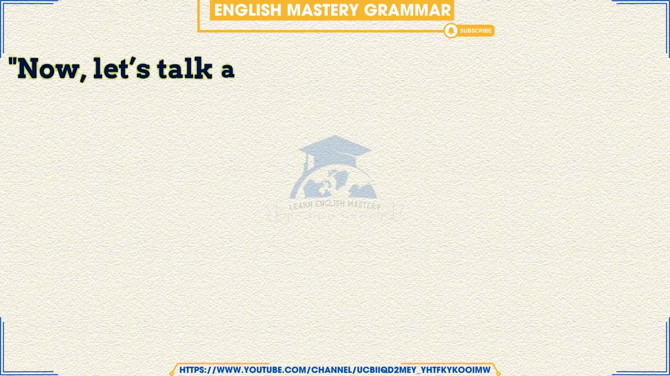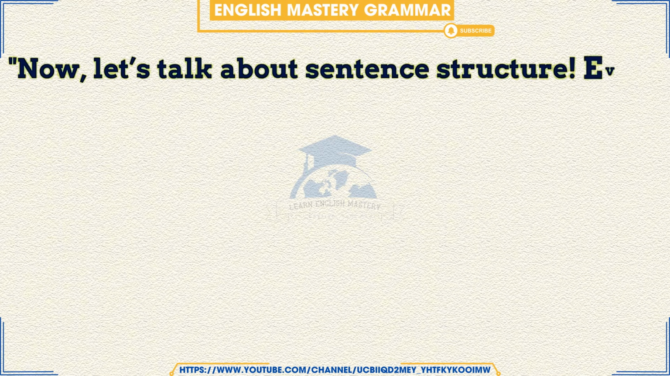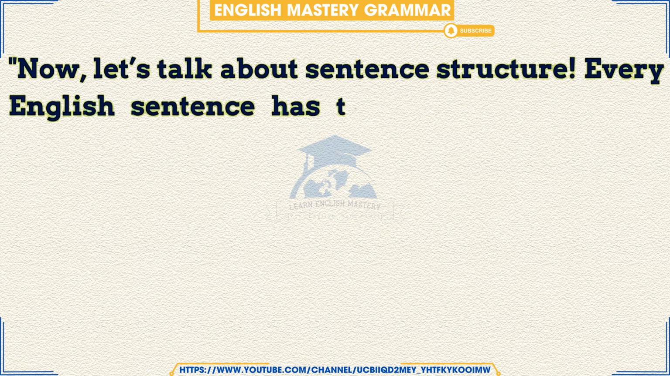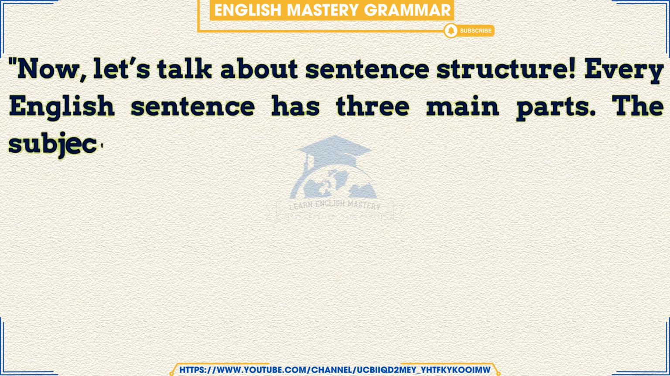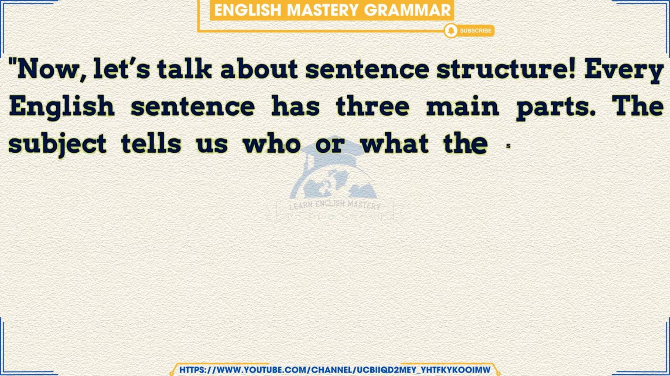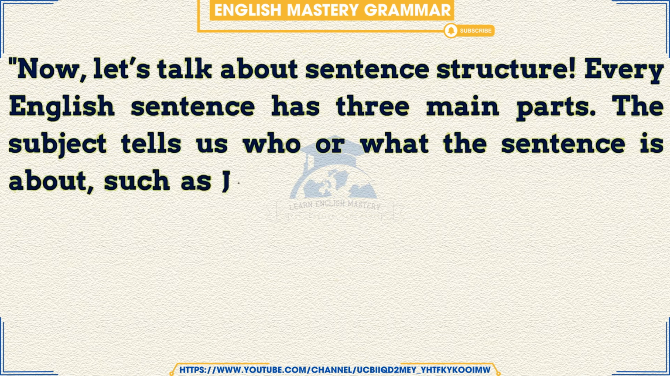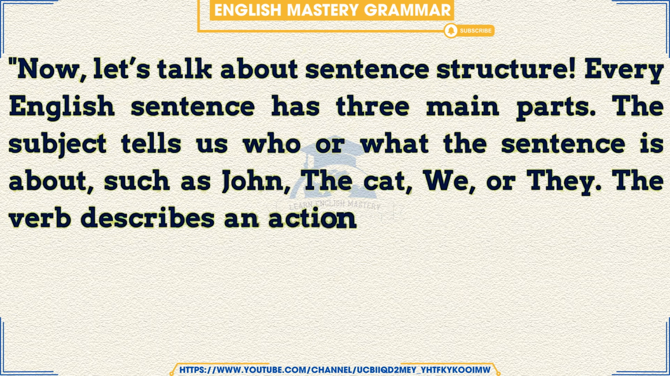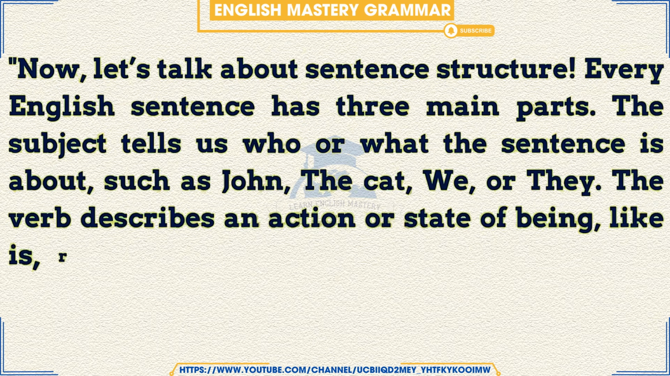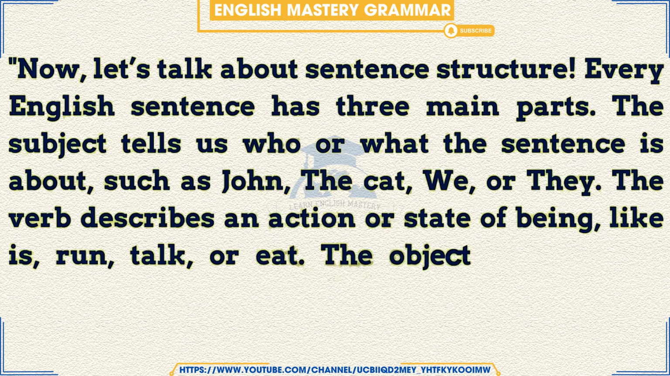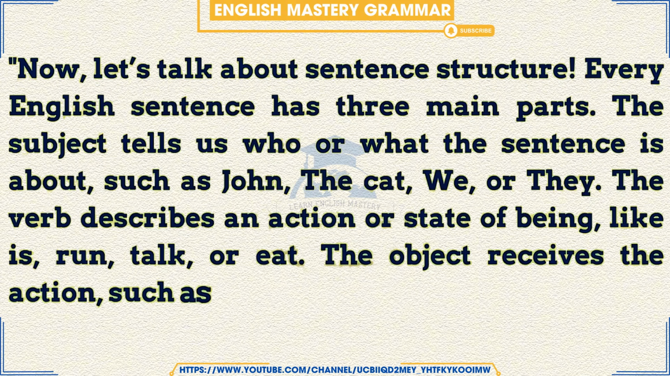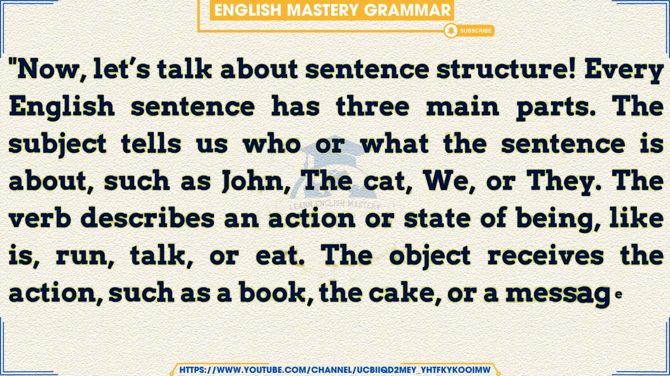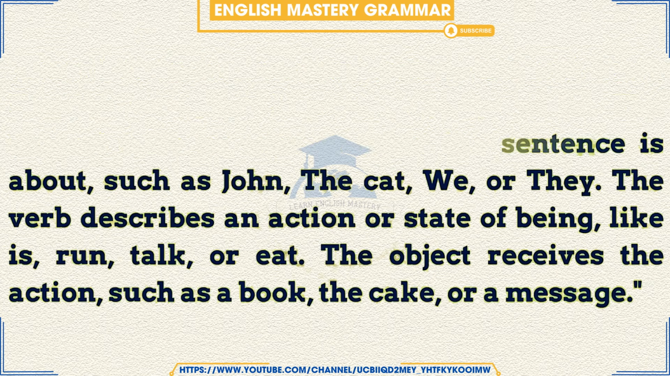Now, let's talk about sentence structure. Every English sentence has 3 main parts. The subject tells us who or what the sentence is about, such as John, the cat, we, or they. The verb describes an action or state of being, like is, run, talk, or eat. The object receives the action, such as a book, the cake, or a message.